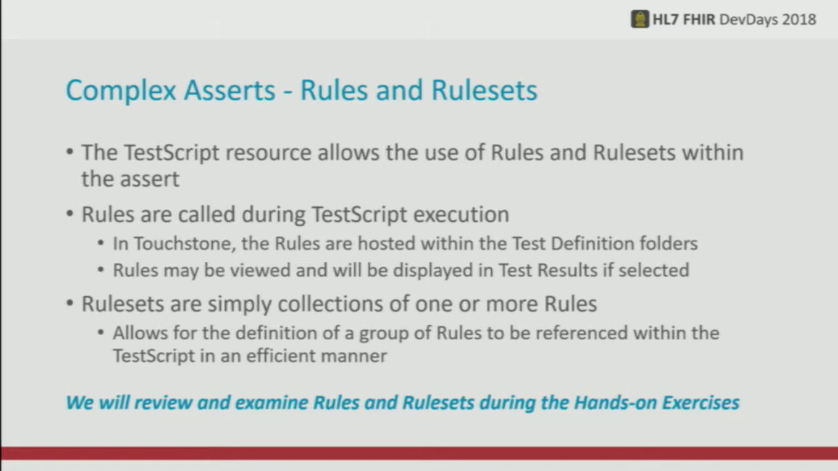Rules are like one piece of logic. So think of that as like one assert. Well, we found that collecting rules together into a group is very advantageous. So I can reuse the same logic over and over again across many different operations, across many different tests. So we've come up with a construct called Ruleset. And the rule set is really just a collection of pointers to rules. And then in the assert of the test script, you reference either a rule for one or a rule set for a collection. Okay?